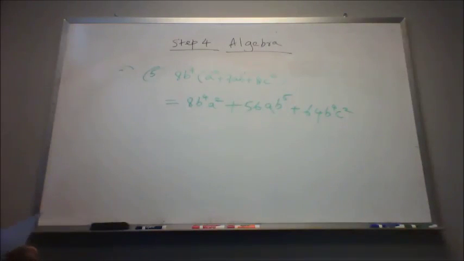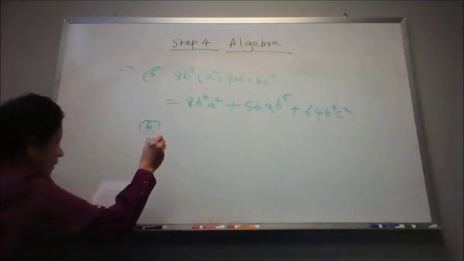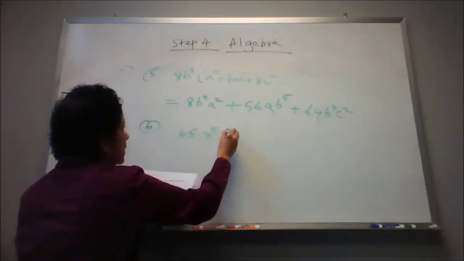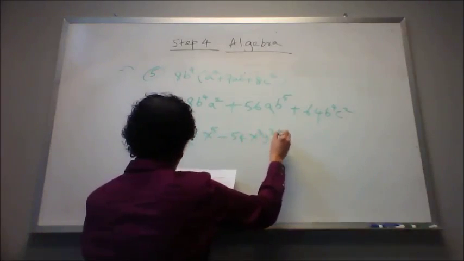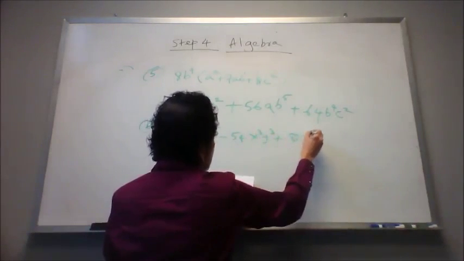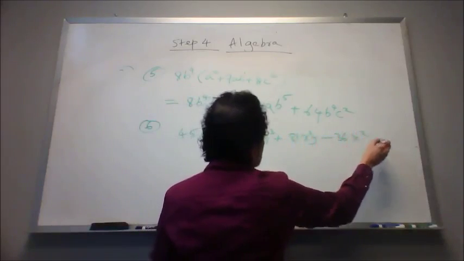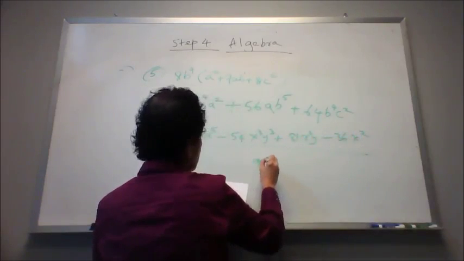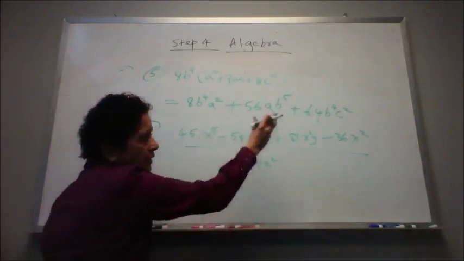So the next problem is a rational expression. On the numerator, on the top we have 45 x to the 5 minus 54 x cubed y cubed plus 81 x squared y minus 36 x squared, and the whole thing divided by 9 x squared. Okay? So the whole thing means that every one of these terms is divided by that, right?